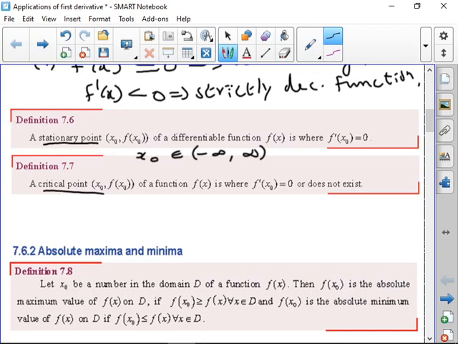X naught comma f of x naught of a function f of x is where f dash of x naught equals 0 or does not exist. Okay, does not exist. Now, f of x is equal to 1 by x square.